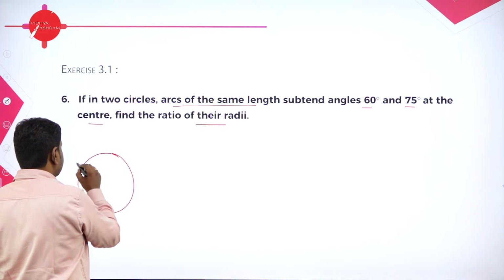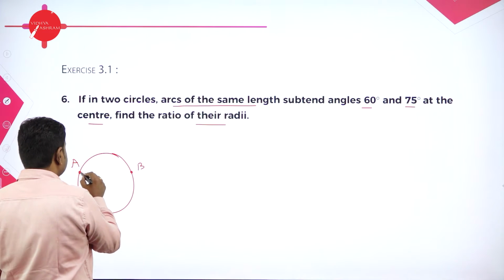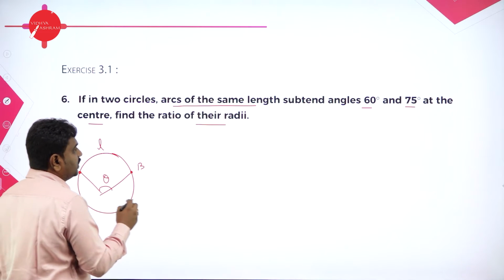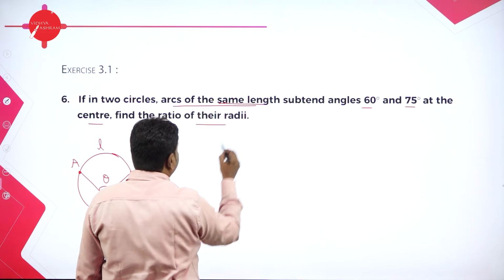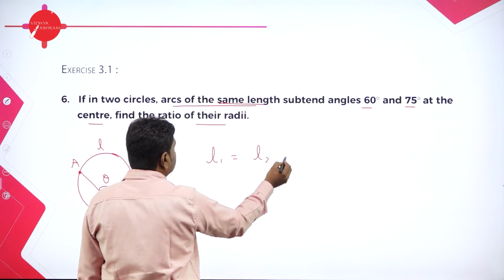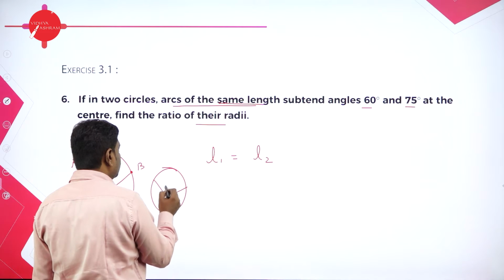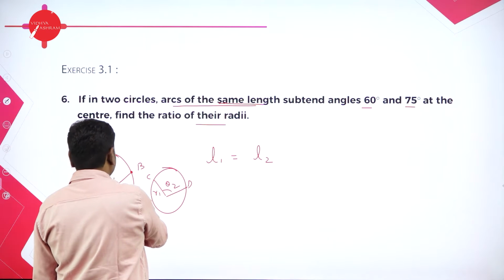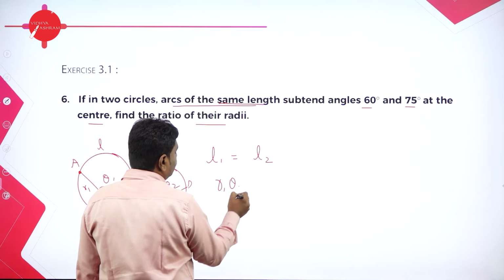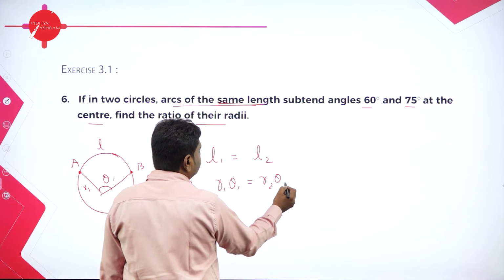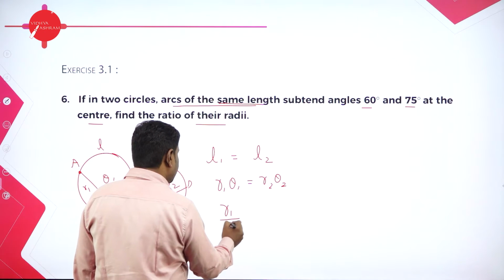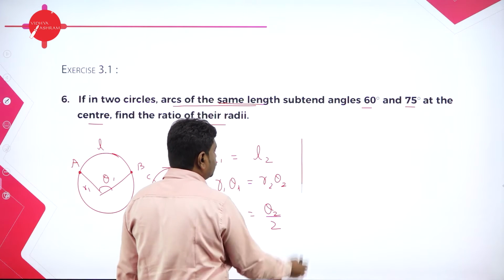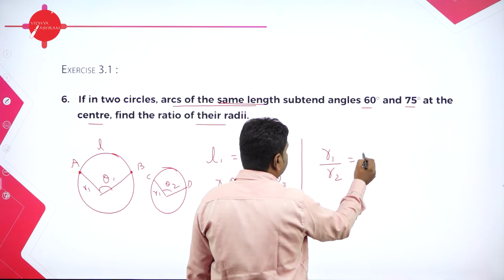See, one arc, say AB, subtends an angle, say theta. For the first circle, the length of the arc, same length of the arc, means L1 is equal to L2. But two different circles will have two different radii, R1, R2, and angles theta 1, theta 2. So I will say R1 theta 1, you know, arc length is r theta, equals R2 theta 2. Now they want the ratio of radii. R1 by R2 is equal to theta 2 by theta 1. Transfer this to this side. That's it. So the ratio of radii R1 by R2 is theta 2 by theta 1.